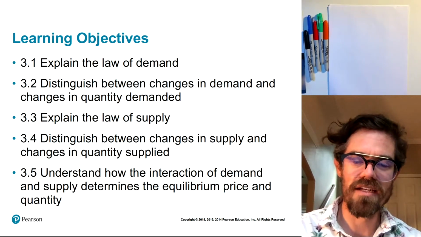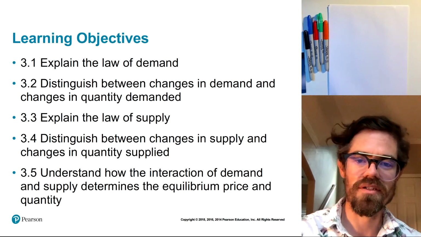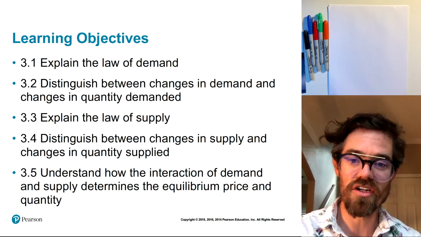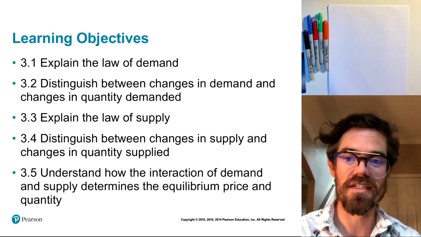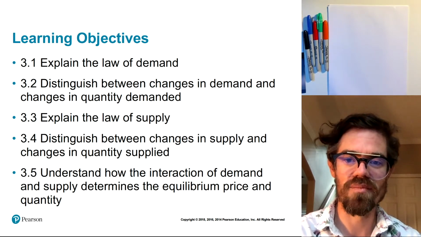So we're going to start off with demand in Section 1, and we'll talk about the law of demand. That's our learning objective for Section 1. In Section 2, we want to be able to distinguish between changes in demand and changes in quantity demanded. Okay, so those are two different things. As it turns out, demand is the curve that we will see graphically, and it's the relationship that exists between price and quantity demanded. And quantity demanded is just like it sounds.